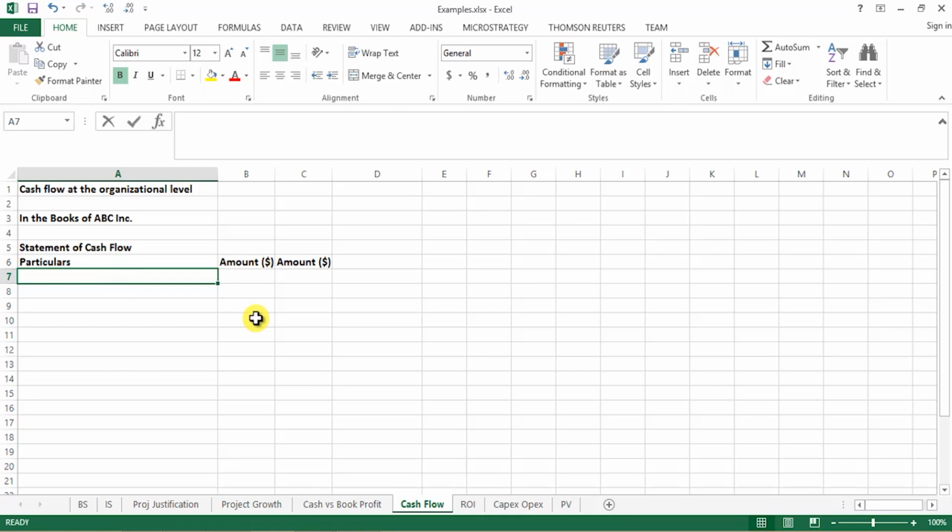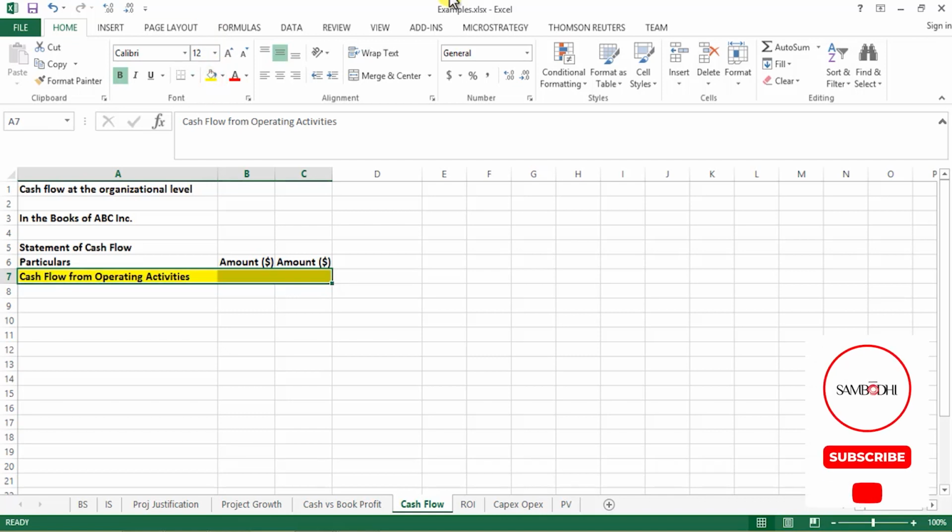The first thing is cash flow from operating activities. This will be the first activity. As you defined, cash flow generating activities are classified into three activities: operating, investing, and financing. We'll begin with the operating section first.